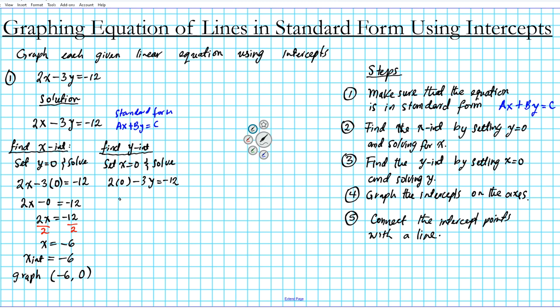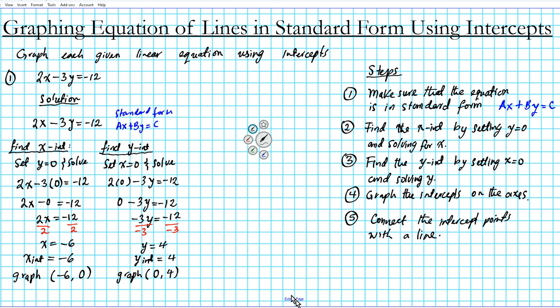Now we're going to solve that. 2 times 0 is 0. 0 minus 3y is negative 12. Okay, and then we can drop the 0. Negative 3y is equal to negative 12. And then divide both sides by negative 3 to isolate y. Okay, and then you get y equals 4. What is this? This is your y-intercept. So your y-intercept is equal to 4. And that just basically means that we're going to be graphing the second point, 0, comma 4. There goes your y-intercept.